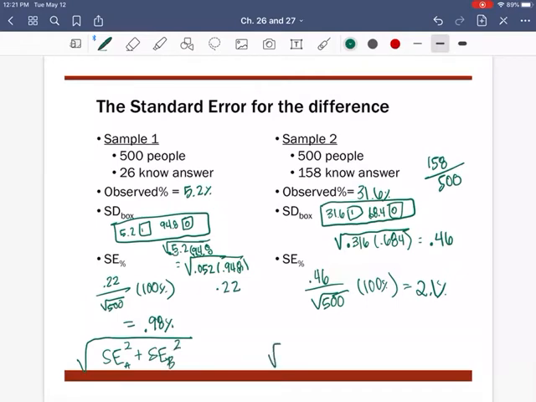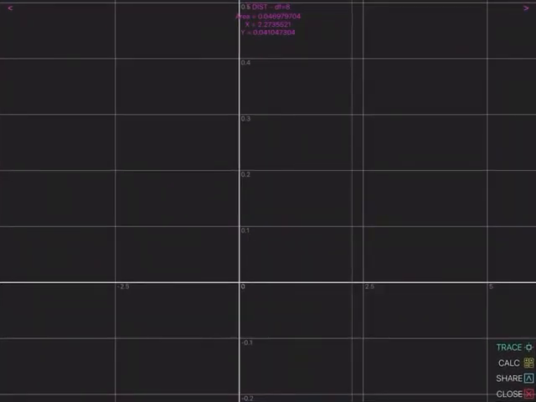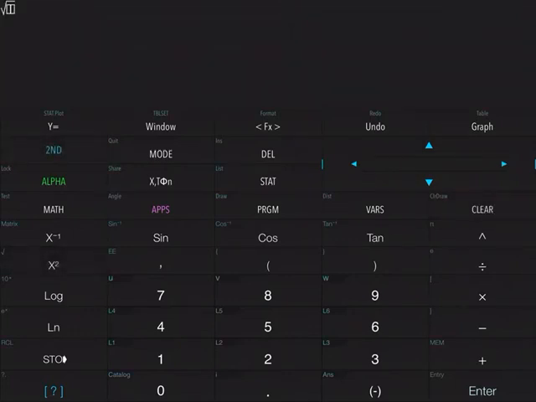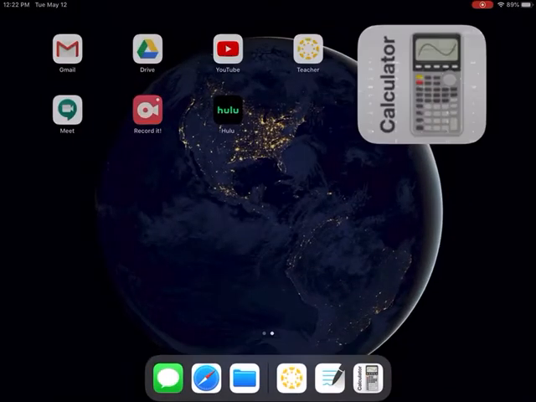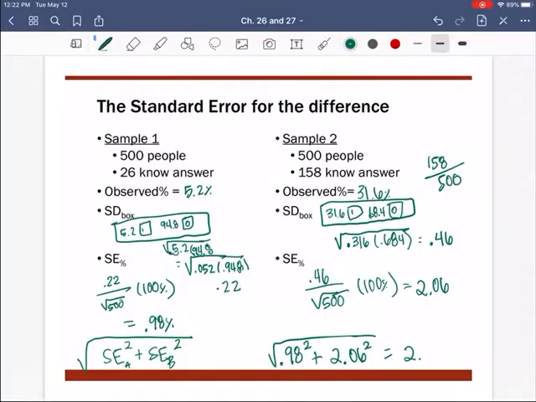Okay, we're going to do the square root of the standard error for A squared plus the standard error for B squared. And that probably looks familiar to you because it is the Pythagorean theorem. So we're going to do the square root of 0.98 squared plus 2.06 squared. I did 2 decimal places on that first one, so let's do 2 on this. Don't forget the squared on those. Okay, 2.28 is our standard error.